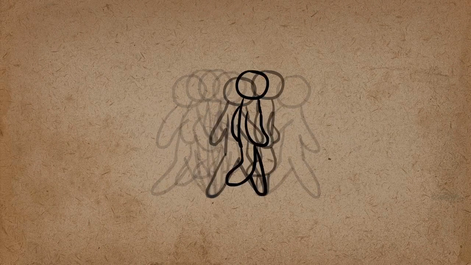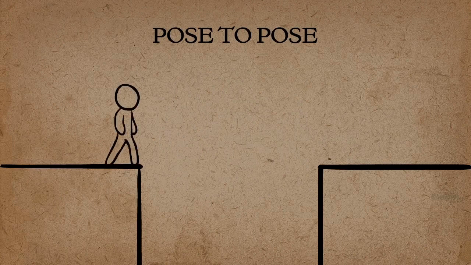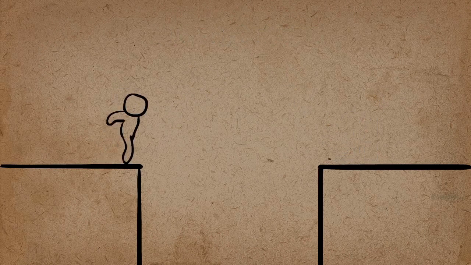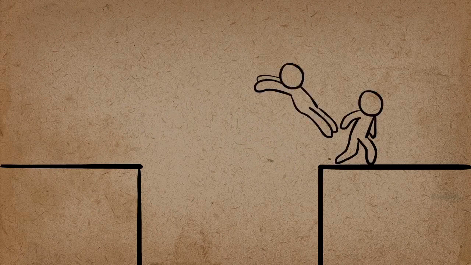So there are benefits to both methods. Pose to pose is generally better for most actions because it gives you the most control. You have a good idea of what the action is going to look like very early in the process. So instead of worrying if the character is going to end up in the right place, you decide where they end up from the beginning and work backwards.